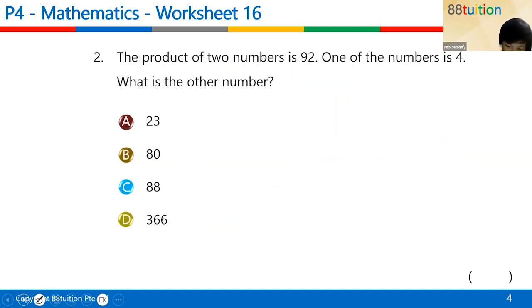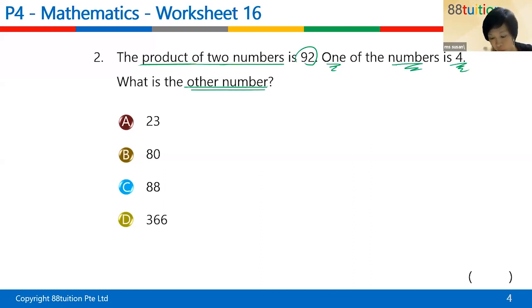All right, question number 2. Question number 2 says, the product of two numbers is 92. One of the numbers is 4. What is the other number? So he is asking you for the other number, which is unknown.